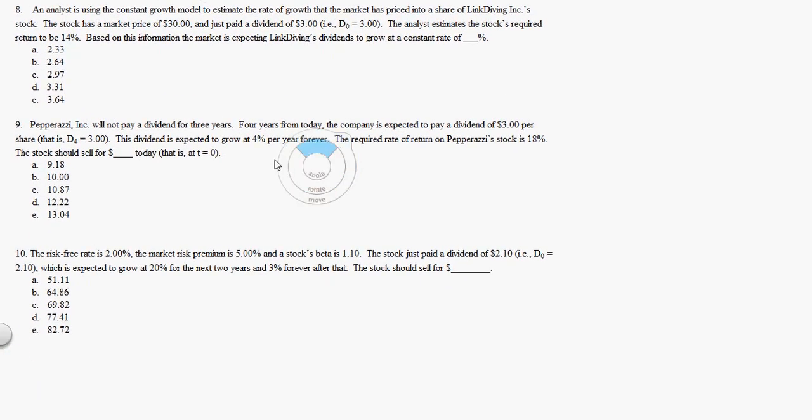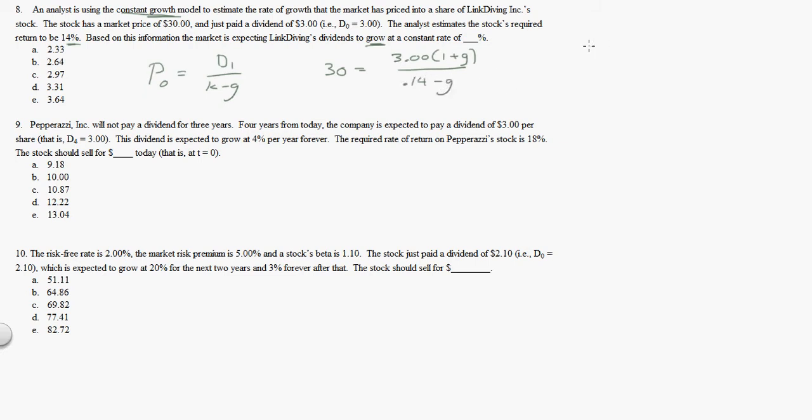All right, let's go up to number 8. In 8, we're looking to find the growth rate. So once again, this is going to be a constant growth model. So P0 equals D1 over K minus G. As soon as you see constant growth, you know that's what you should do. P0 is $30. D1, I don't know, I just have D0, but D1 is equal to D0 times 1 plus G, and I don't know G, divided by K, 0.14 minus G.